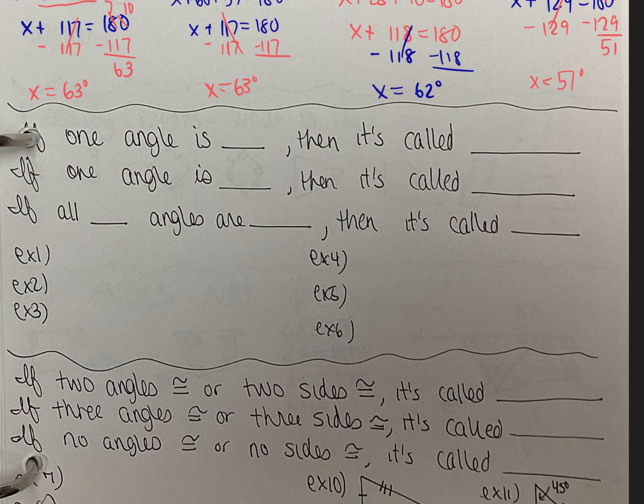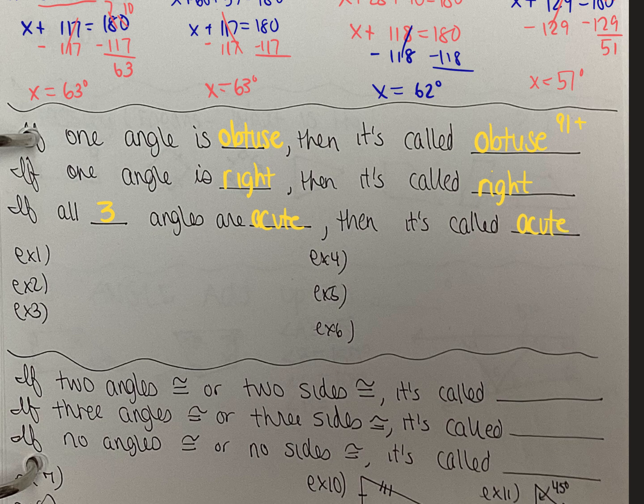All right, now we're going to give triangles names, classify them. If one of the angles is obtuse, then the whole triangle is called obtuse. Obtuse, remember, is 91 or more, bigger than an L. If one angle is right, then the whole triangle is called a right triangle. But if all three angles are acute, then that's when we call it acute.